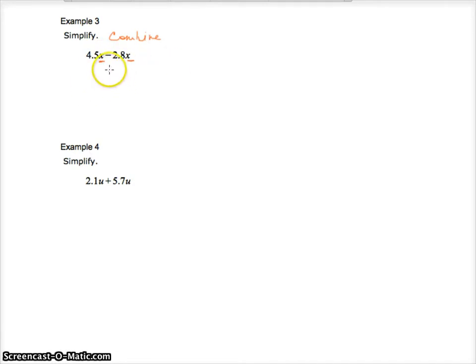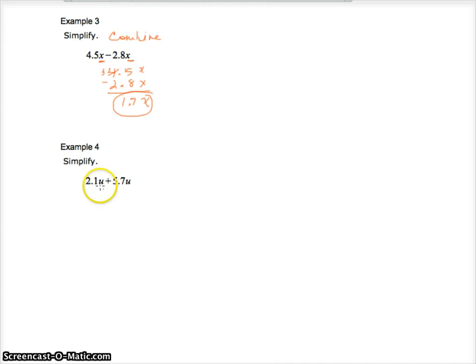So what I need to do is line up my variables. So 4.5x minus 2.8x. Here I have to borrow, make that 3, 15. So 15 minus 8 is 7. 3 minus 2 is 1, so I have 1.7x. And that's my solution.